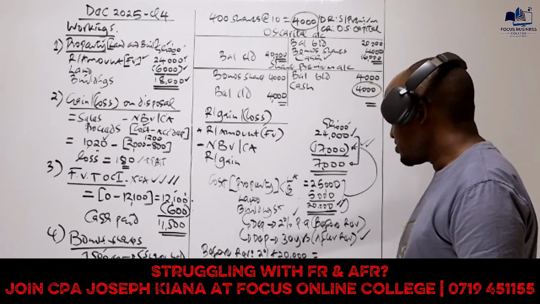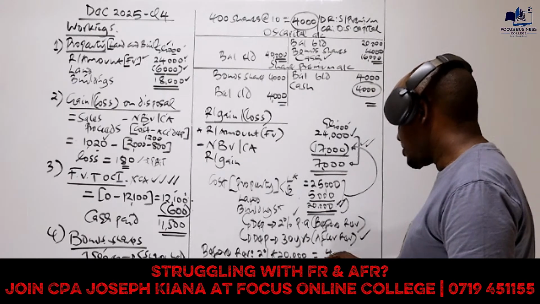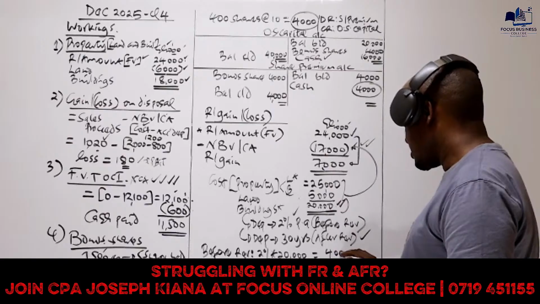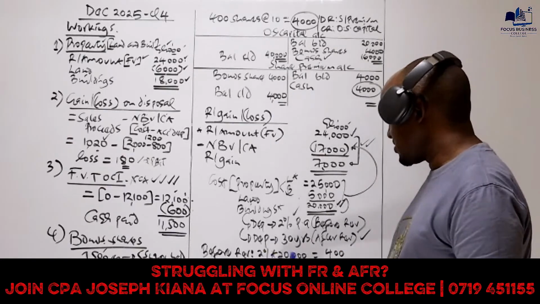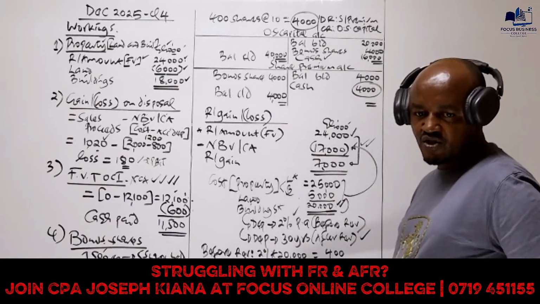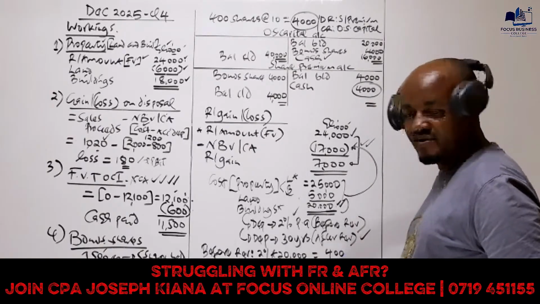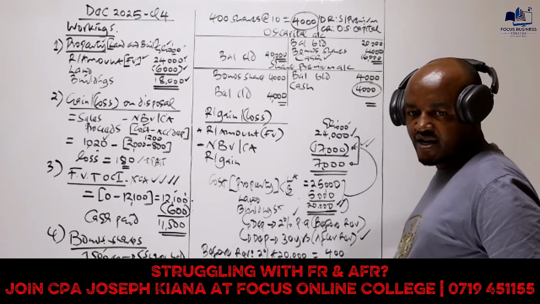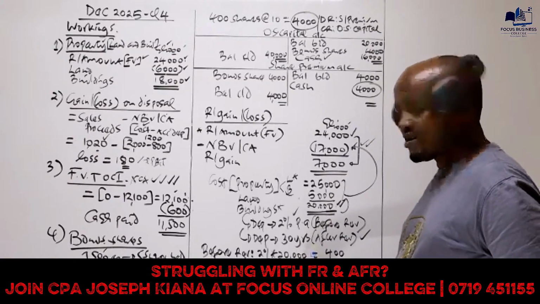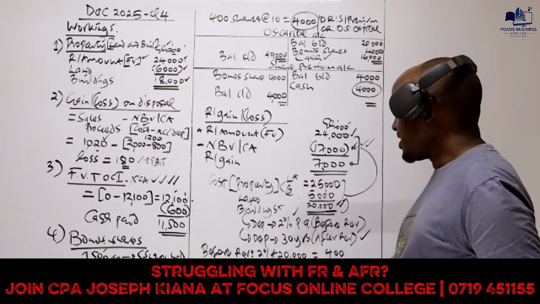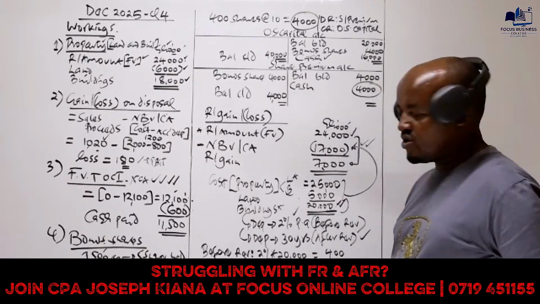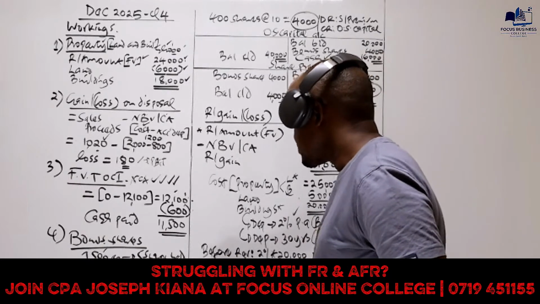So if we get 2% of this, I think that should give us 400. Yes, 2%, because we do away with two zeros, 400. So that is the depreciation before the revaluation. What about after revaluation?